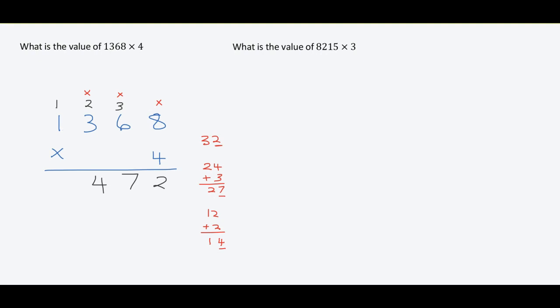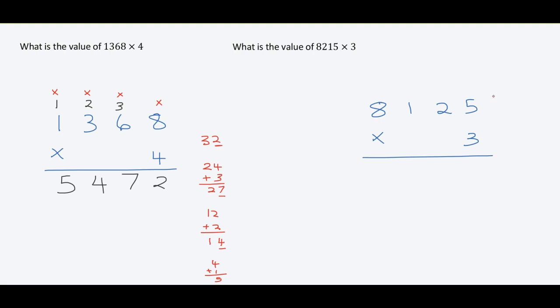So we go over to the next column on the left. 1 multiplied by 4, we have 4, and then now we add 1 to that. That's going to give us 5. And then our final example, 8, 1, 2, 5 multiplied by 3.